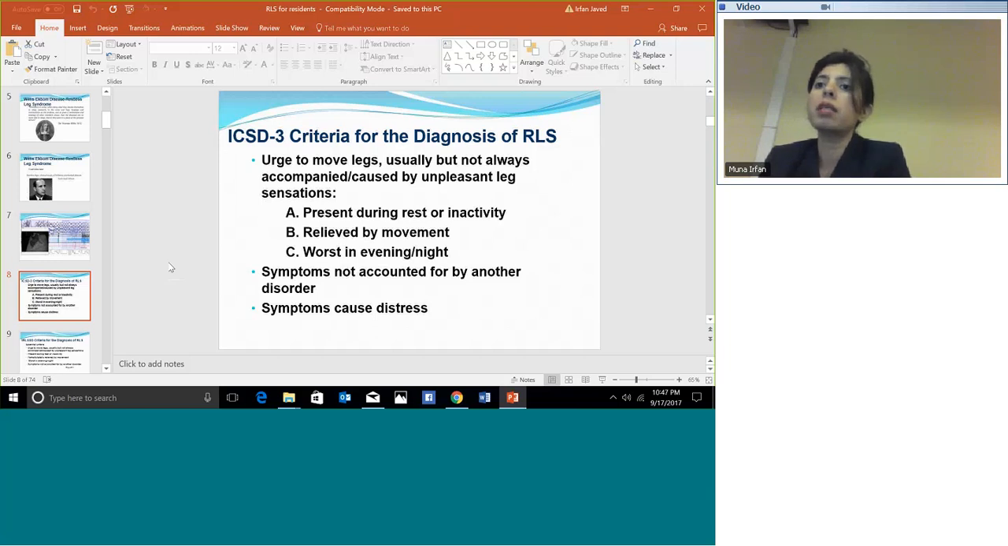But the other main criterion is that these symptoms should not be accounted for by some other disease process going on. For example, arthritic pain is not restless leg.